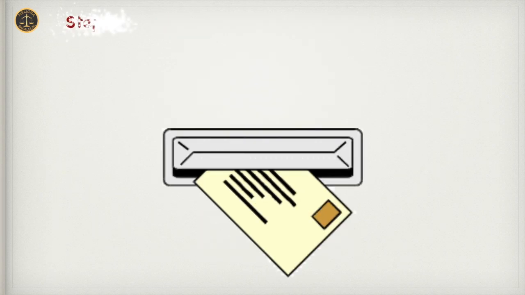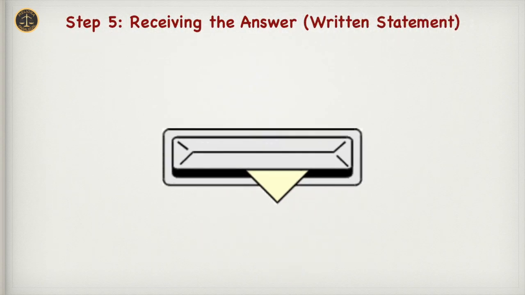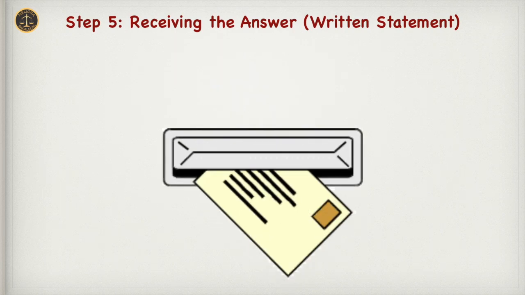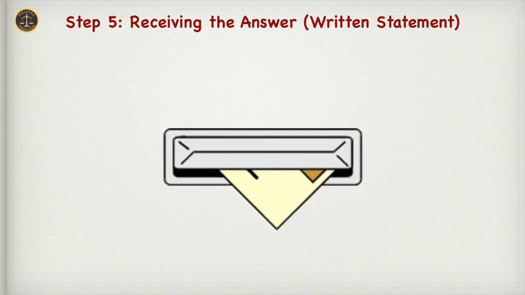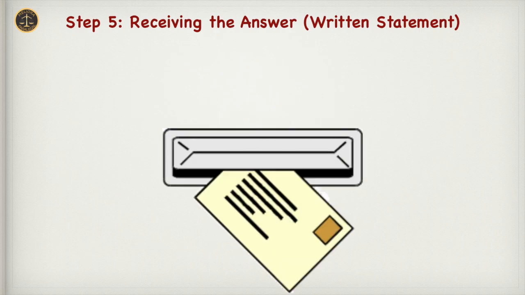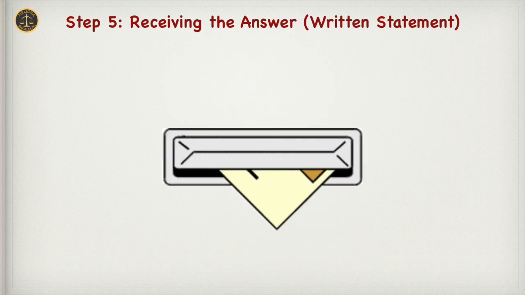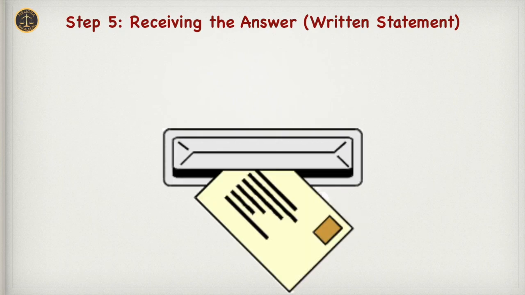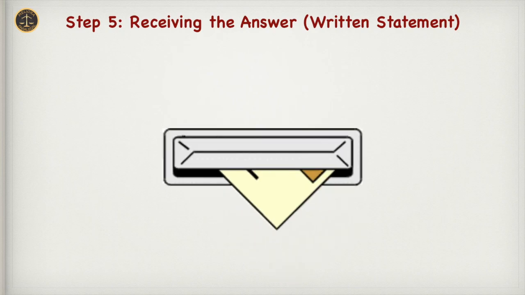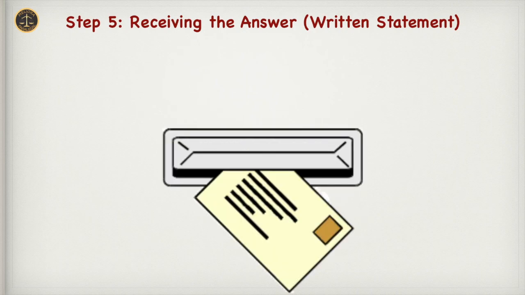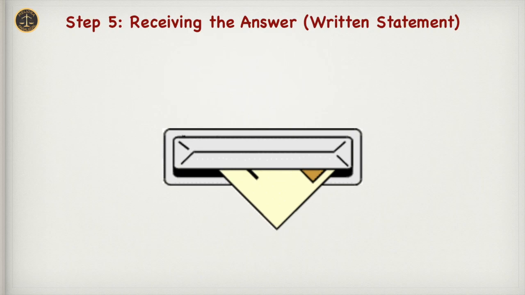Next, receiving the answer, that is, the written statement. In a given period of time, the opposite party or parties have to give the answer to your plaint, which you need to receive. However, if at this point the opposite party doesn't give an answer or any other response, then you need to resend the copy of the plaint a second time.